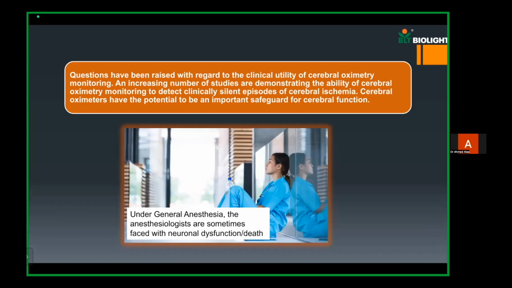Under general anesthesia, anesthesiologists are sometimes faced with neuronal dysfunction or even death. This can happen on a daily basis with neurosurgery anesthesiologists.